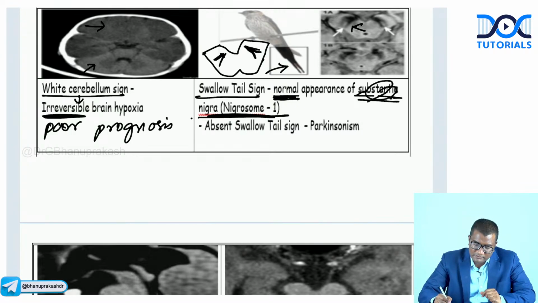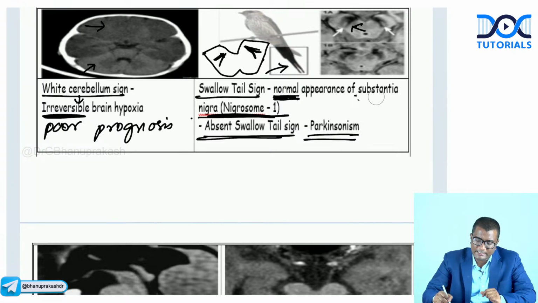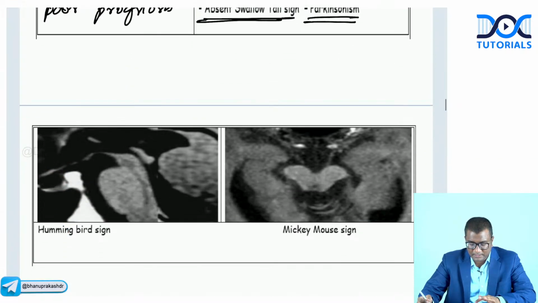If you have degeneration of substantia nigra, that is called as Parkinsonism. So that will show you an absent swallowtail sign. So swallowtail sign is normal appearance, bifid appearance of substantia nigra. And whenever you have lack of substantia nigra, degeneration of substantia nigra, that will be seen with Parkinsonism.